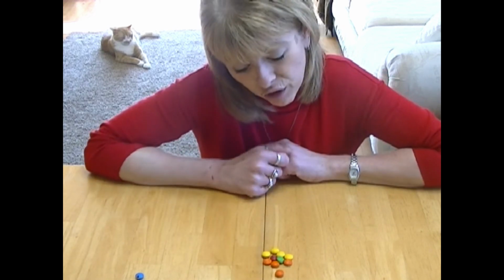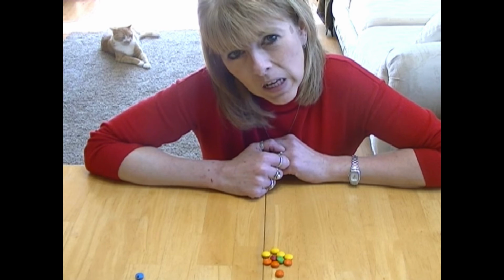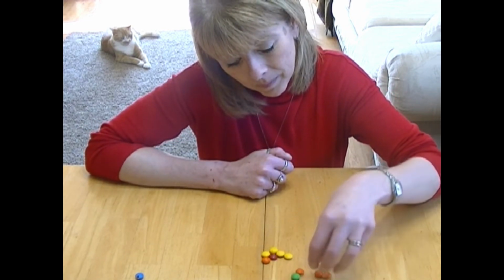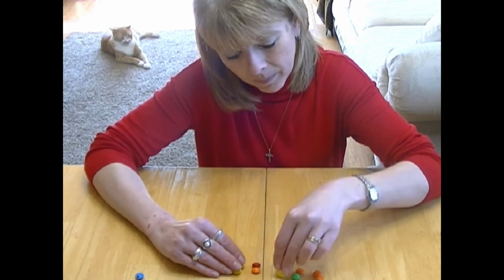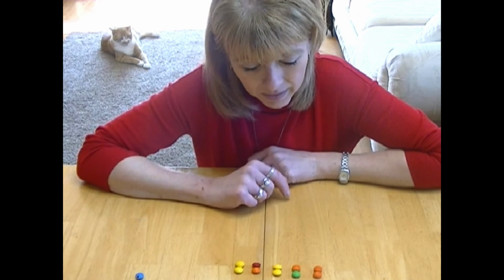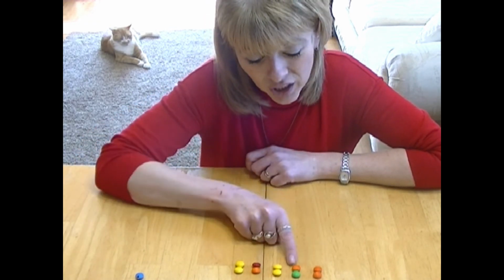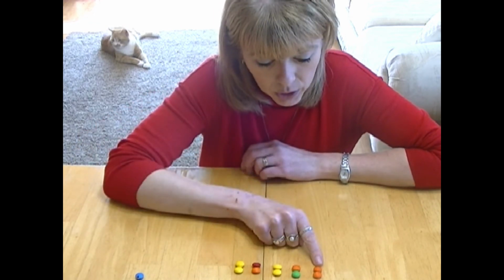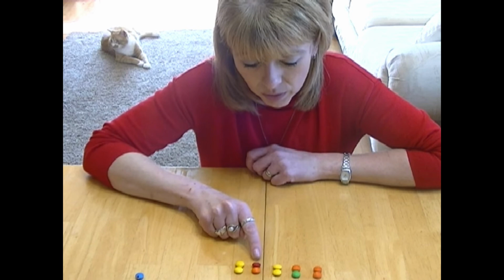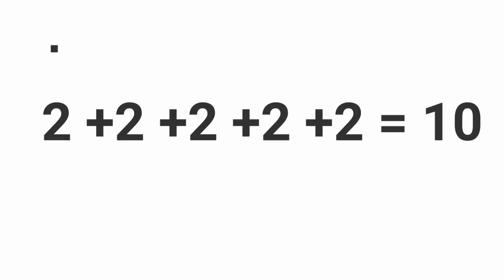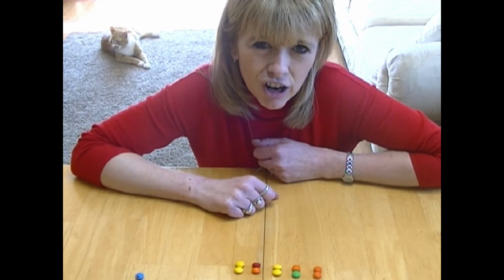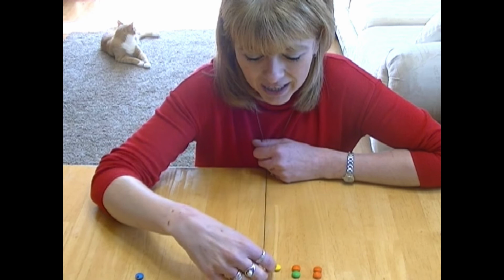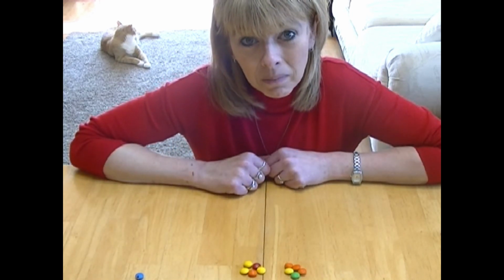Now take these 10 counters and see how many groups of 2 you get. Break them up into equal groups of 2 and see how many groups you get. Ready, go. All right, did you get the same answer I got? I have 1, 2, 3, 4, 5. I have 5 equal groups of 2. And if I add these all up, 2 plus 2 is 4, plus 2 is 6, plus 2 is 8, plus 2 is 10. I get 10. Hey, that's pretty interesting. Did you notice that you get 5 groups of 2, 1, 2, 3, 4, 5, and 2 groups of 5? Kind of cool.